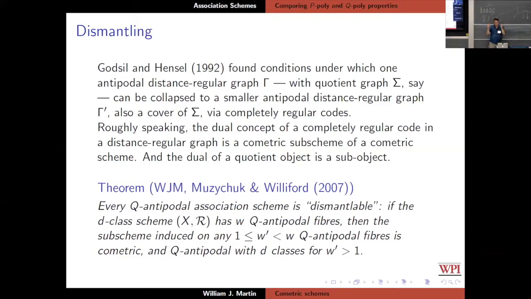And sometimes the fundamental thing to look at is just 2 Q-antipodal fibers, which in the P-polynomial case, Q-antipodal becomes P-bipartite. Those 2 fibers are the 2 color classes of the bipartite graph. So sometimes you just want to go down to 2 fibers to study things. And so here, you can always delete Q-antipodal fibers and still get a Q-polynomial association scheme. So I view that as the dual of this result of Godsil and Hensel.